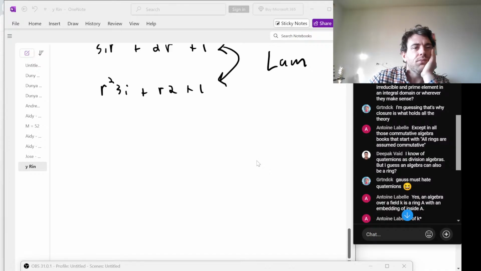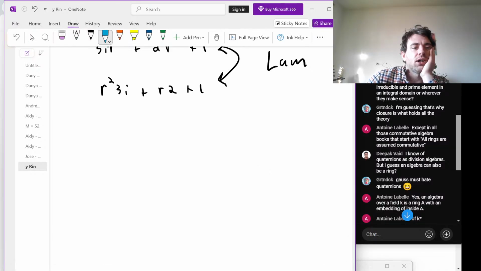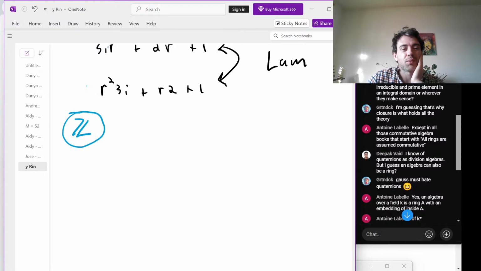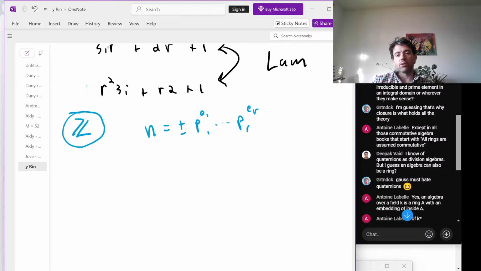Yeah, so definitely prime element. One example here is, of course, we have the integers. This is sort of the one ring to rule them all. And in the integers, we know that we have prime factorization. So every integer can be factored into plus or minus some product of primes, where it's unique up to rearrangement of the primes. And this is nice because you can prove things using this prime decomposition business.